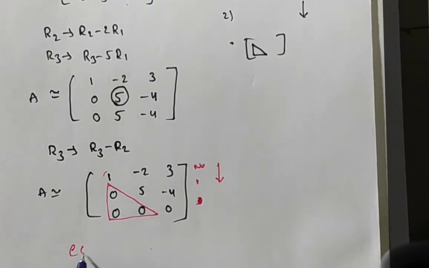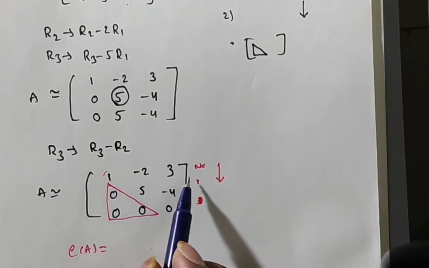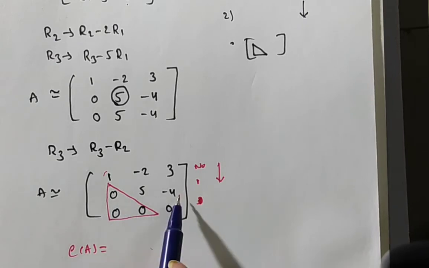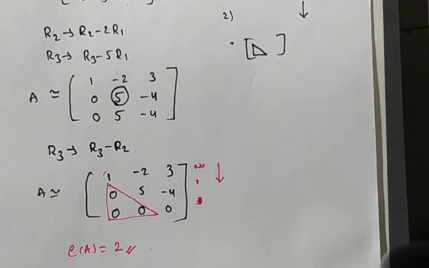So, you can say rank of A is equal to the number of non-zero rows. How many non-zero rows are there? This is the first non-zero row and this is the second non-zero row. So you can say rank of A is equal to 2. That's it. Friends, sometimes you can verify by using the calculator's rank of the matrix.